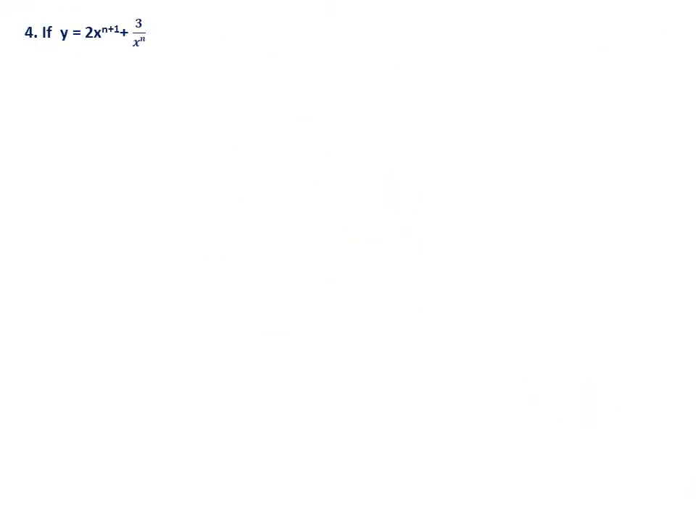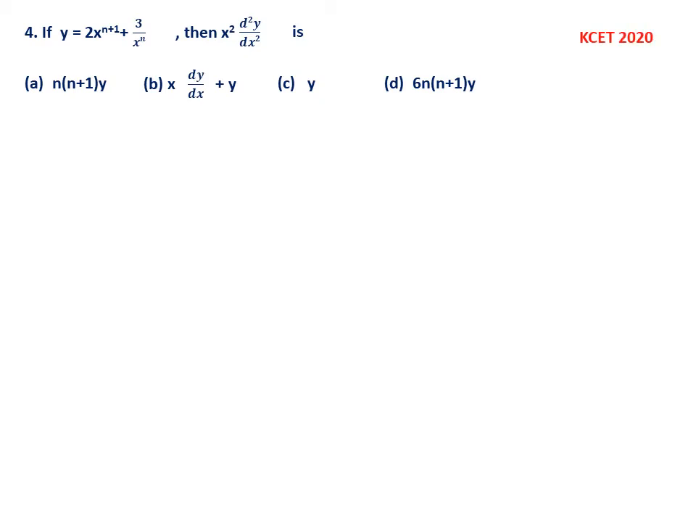Next question. If y equals 2 power x 2 into x power n plus 1 plus 3 by x^n, then what is x square into d square y by dx square? This is a second order derivative. The options are n into (n plus 1) y, x into dy by dx plus y, then y, and 6 n into (n plus 1) y. This is also from 2020. This is the 4th question. Normally 4 to 5 questions are asked in differentiation from this concept.